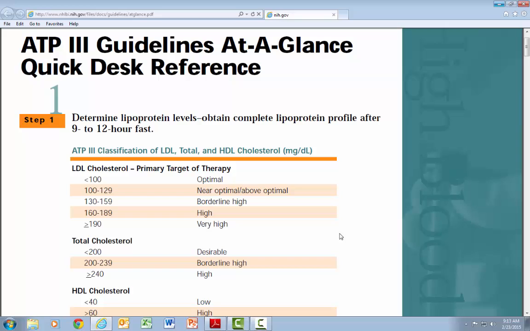But for all the patients that have CVD or cardiovascular disease, or cardiovascular disease equivalent, such as angina, MI, patients that have symptomatic carotid artery stenosis, peripheral vascular disease, etc., these patients must be less than 100, and less than 70 will be optimal.